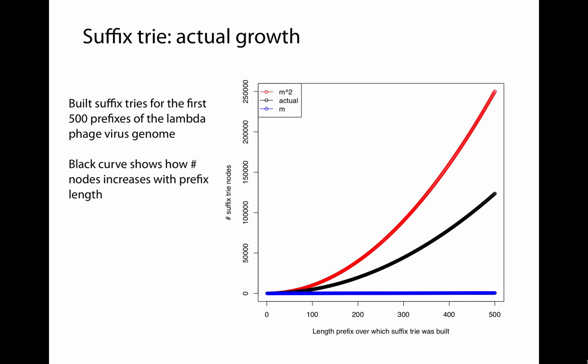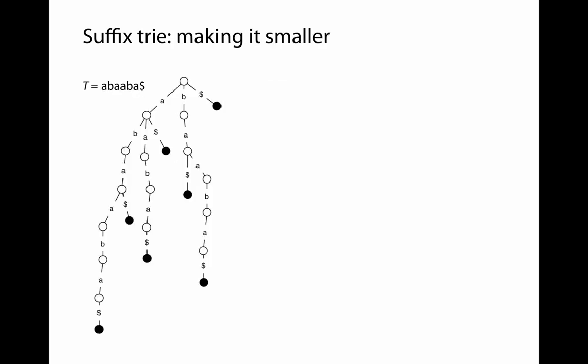Superlinear growth means we end up with a trie that's quite large compared to the length of the input text t. You can see that even in this relatively small example, we've indexed a prefix of this genome of length 500, and the number of suffix trie nodes that we get is over 100,000. That's a really, really big data structure to index a string that's only 500 characters long. So we're going to think of a few ways that we could make this suffix trie a bit smaller.